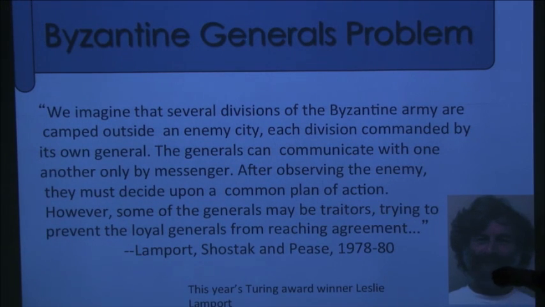And luckily, just recently, it was announced that Leslie Lamport won the Turing Award. Partly, this is mentioned as one of his contributions. And the point was to model faulty computation in a distributed system.